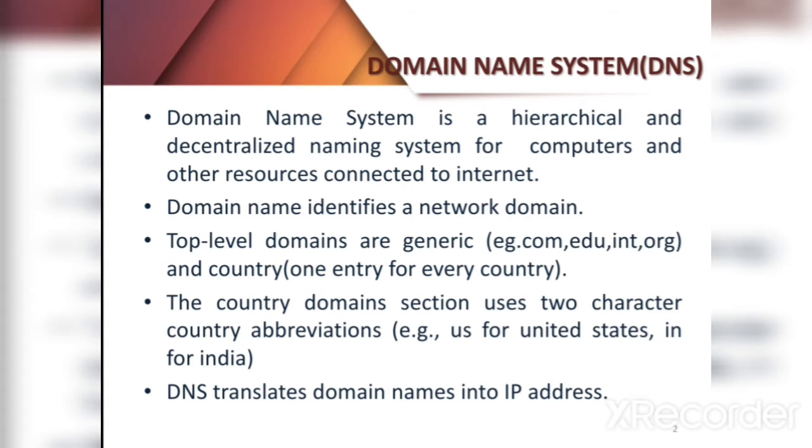It provides a distributed worldwide directory structure, and the main purpose of this is to translate the domain name to its corresponding IP addresses. And the naming can be generally represented in a hierarchical way, and it contains different levels. Mainly it is categorized into two different types. One is generic domain and the other one is country domain.